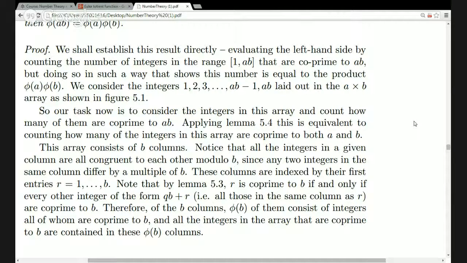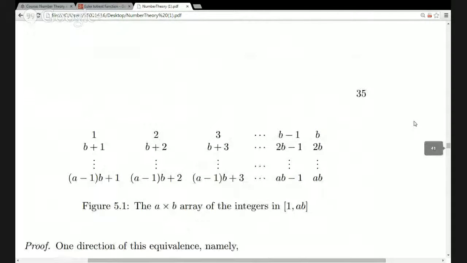This is where we start to see the result emerging. When we look at this array, we ask ourselves, how many of these things are coprime to b? Well, we don't know. But the answer is they will arrange themselves into columns. So either everything in a column will be coprime to b, or none of them will be. And how many columns will be coprime to b? Well, that's just the question of how many of the entries in the top row are coprime to b? Well, that's simply phi of b.